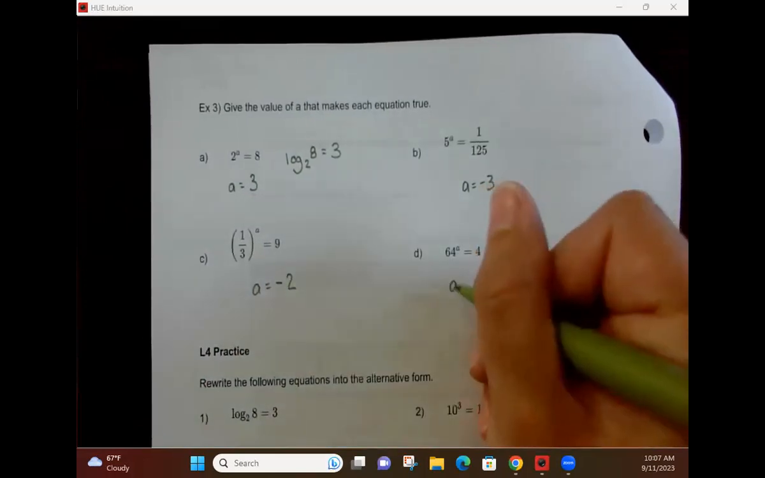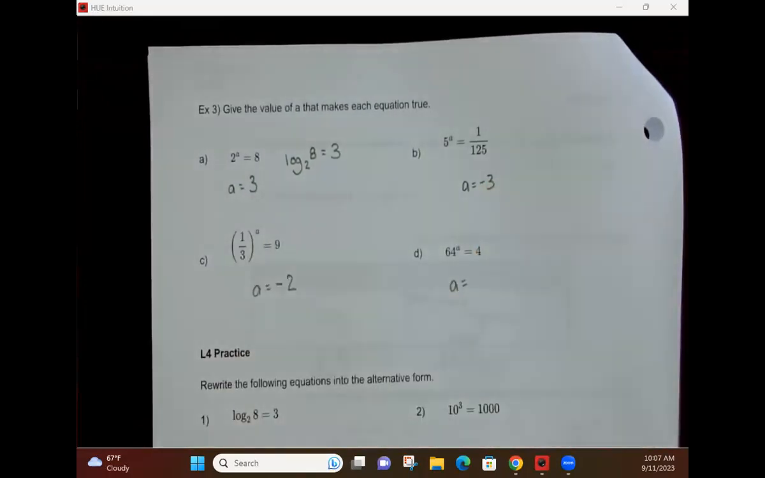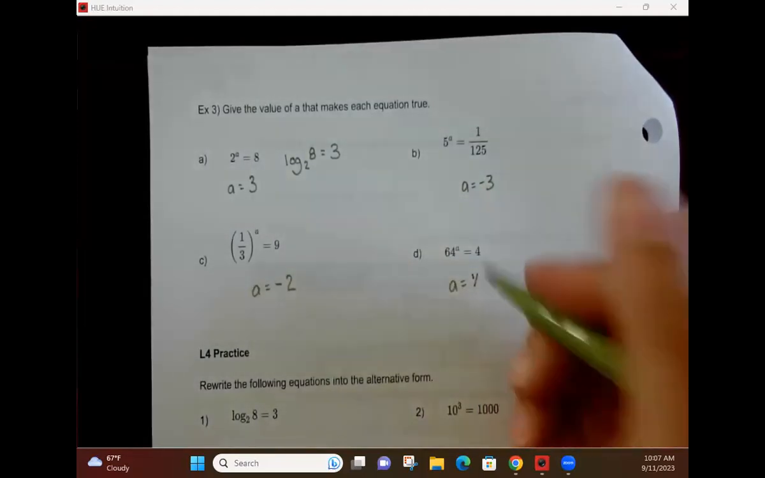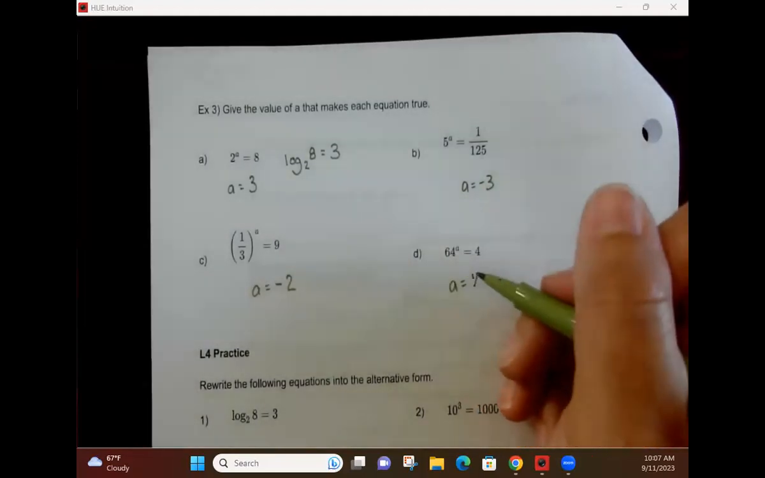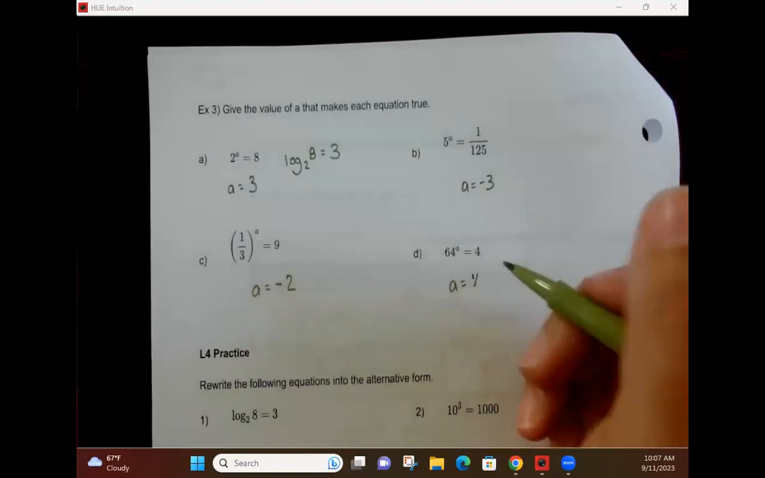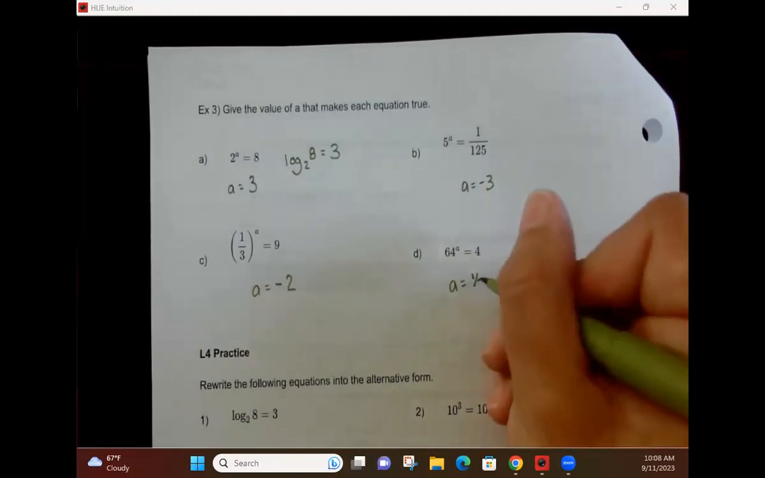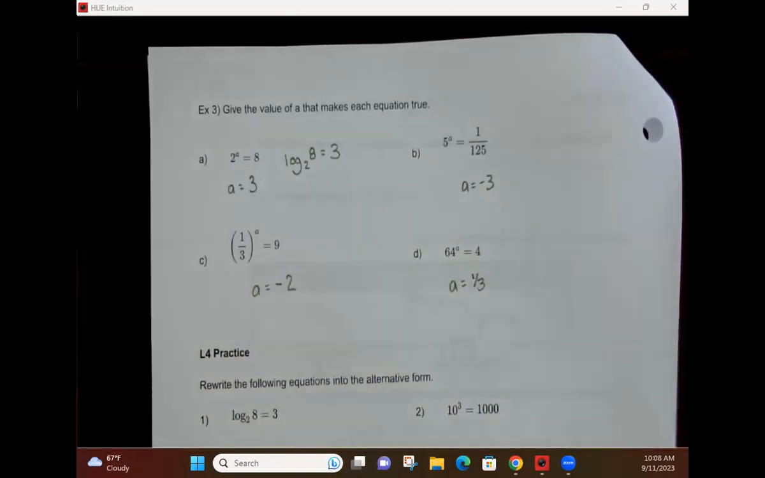How about D? It is going to be a fraction because I know I need to take some sort of root of this, right? To get from 64 to 4. Anytime I'm going from a big number to a small number, I should think a rational exponent, and it's going to be the cube root, so 1/3. Very good.